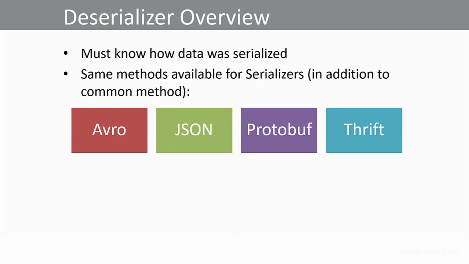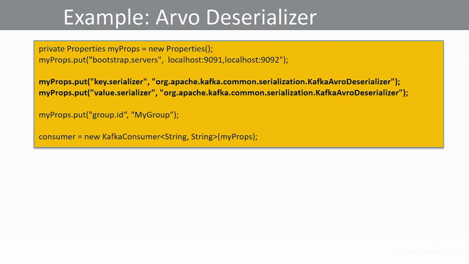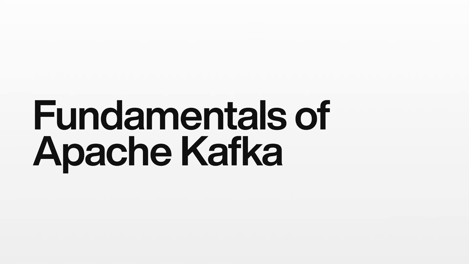So an example of a common deserializer is on the screen right now. You can see that we're going to use the org.apache.kafka.common.serialization.StringDeserializer for both the key and the value. And we just have to specify those as parameters when we create the properties for the consumer that we're creating here. Here's an example of an Avro deserializer, very similar to what you see when you do a serializer, except we're using KafkaAvroDeserializer instead of serializer.